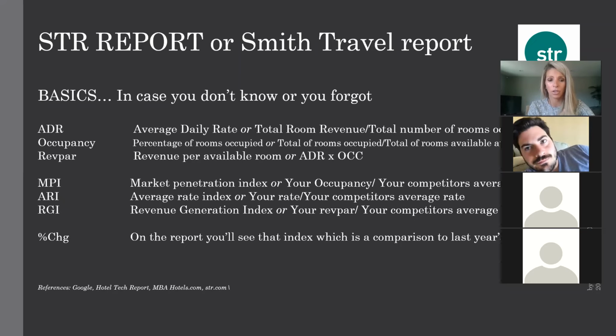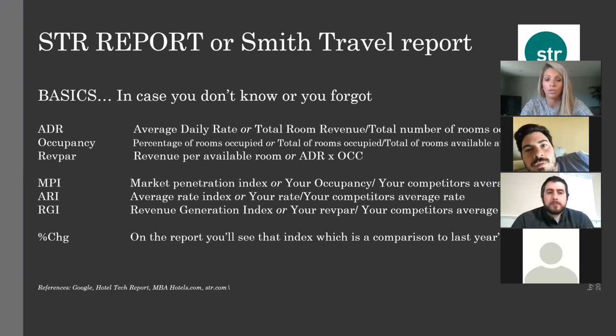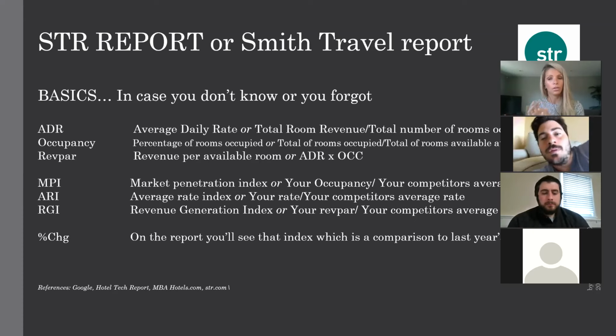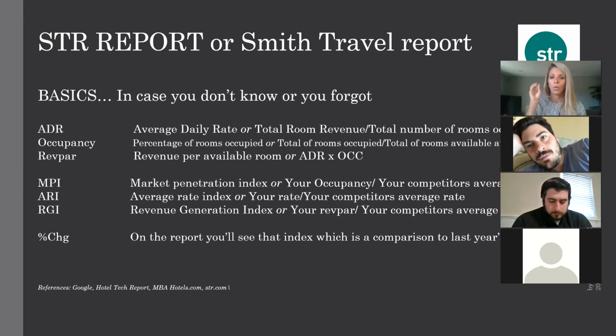The terms that you might not be familiar with are the MPI, ARI, and RGI, which are terms you're going to see on the STAR report. MPI stands for Market Penetration Index, for your occupancy. So it's really your occupancy divided by your competitive set's occupancy, the average of the 4 hotels, or if you decide to have more hotels, their average. So again, you're never going to be able to find out one hotel's occupancy. It's always going to be the average of the hotels you chose to be in your competitive set.